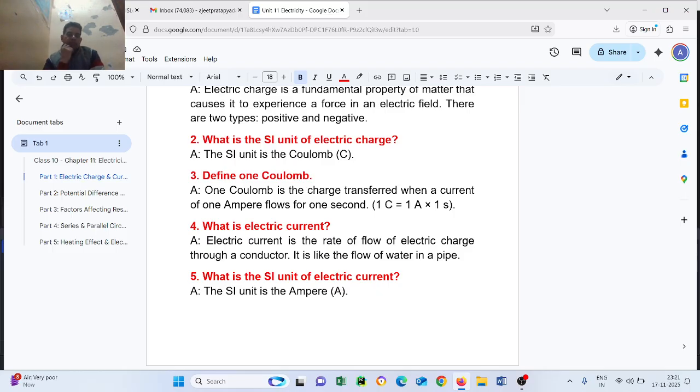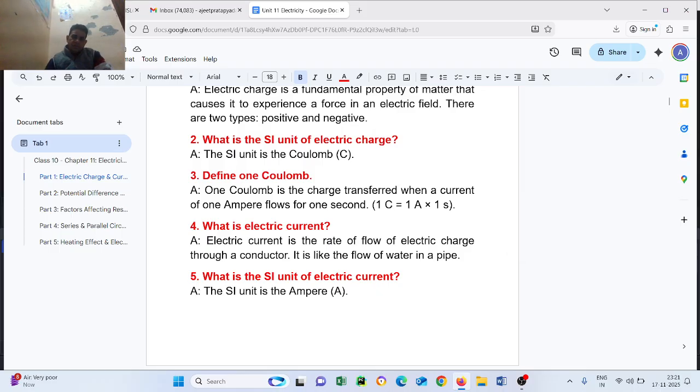Question number 4. What is electric current? Electric current is the rate of flow of electric charge through a conductor. It is like the flow of water in a pipe. The rate of flow of electric charge through a conductor is called electric current.